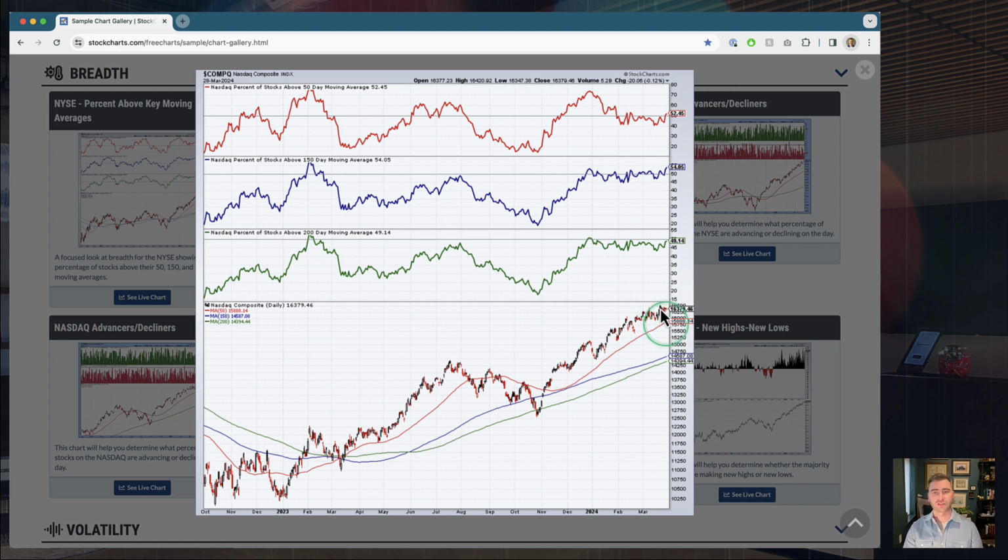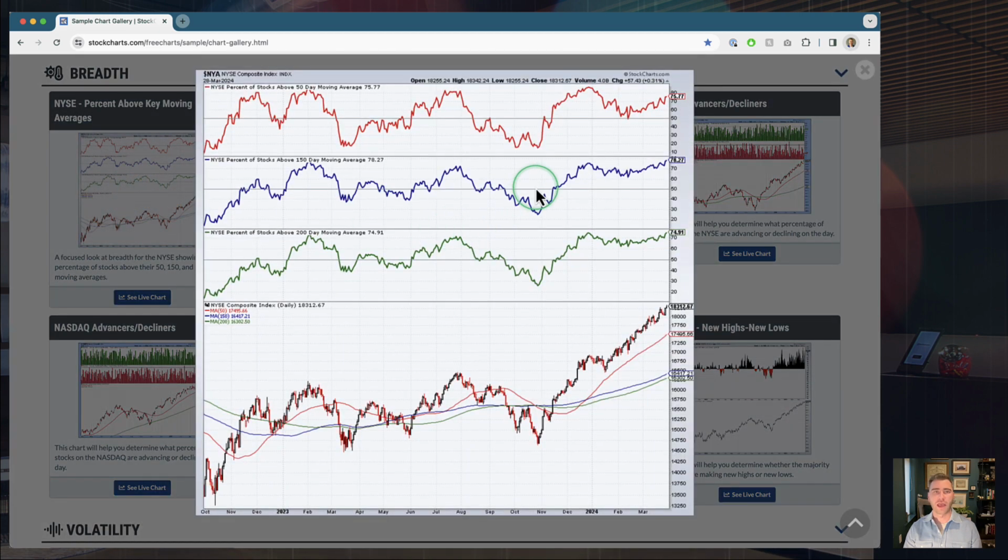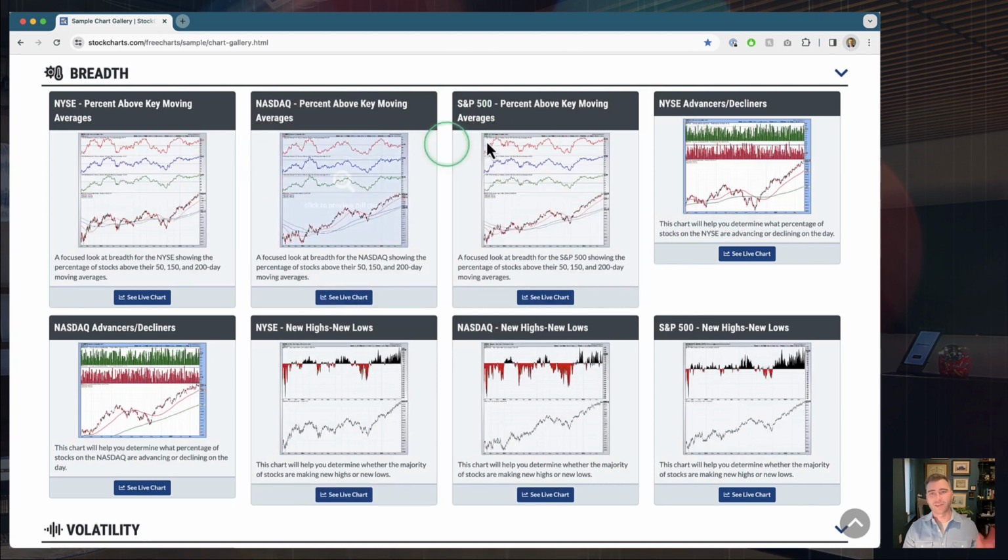Not enough to just look at the index itself. You have to think about what's happening beneath the surface at the individual stock level. So we have this breadth chart for the NASDAQ. We also have this for the NYSE. Now, you can get those charts by simply clicking on this blue button. We're going to show you that in just a sec once we run through the rest of these breadth charts.